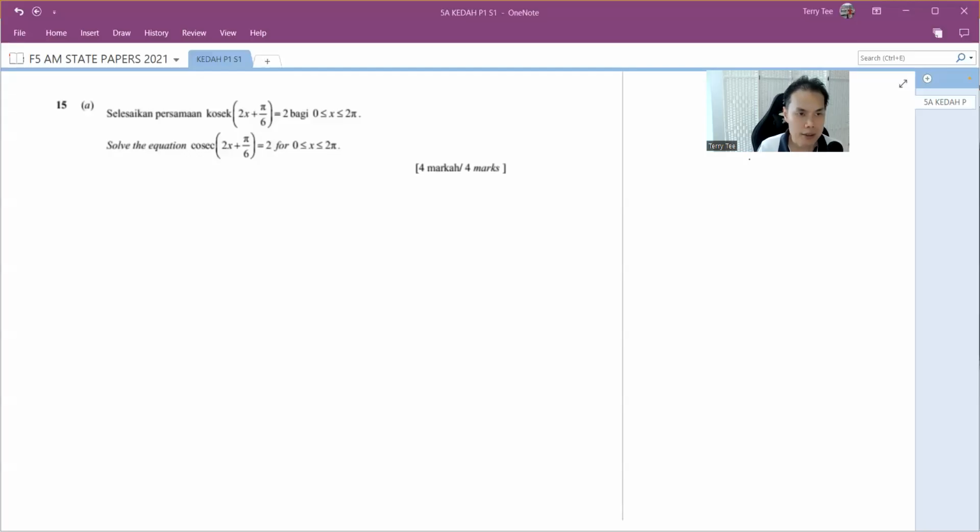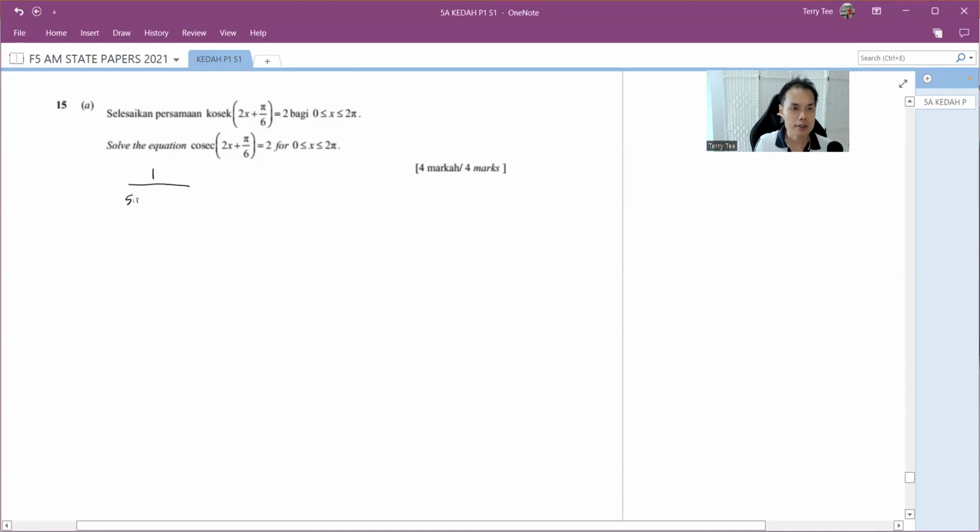Okay, question number 15. So we're supposed to solve this trigo equation, and this is from chapter 6, trigonometry. So now, first of all, cosecant, as we know, is 1 over sine. So I'm going to write 1 over sine of (2x plus pi over 6), right? And this is 2. So we can invert it. Some of you may want to skip the first step because we can actually invert both sides directly and write this as half.